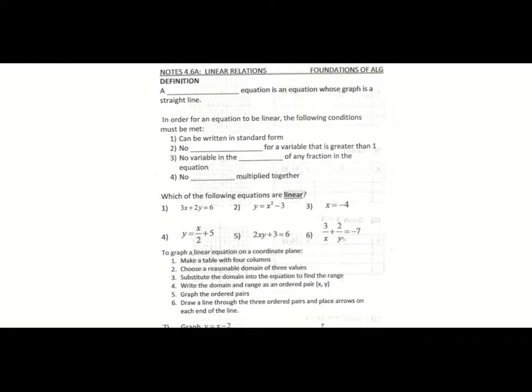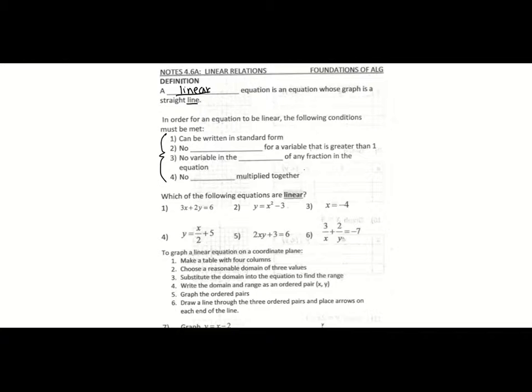Section 4.6 is talking about linear relations. So a linear equation is an equation whose graph is a straight line. Pretty simple to remember. Straight line is a linear equation. Okay, so in order for an equation to be linear, it has to meet 4 different conditions.